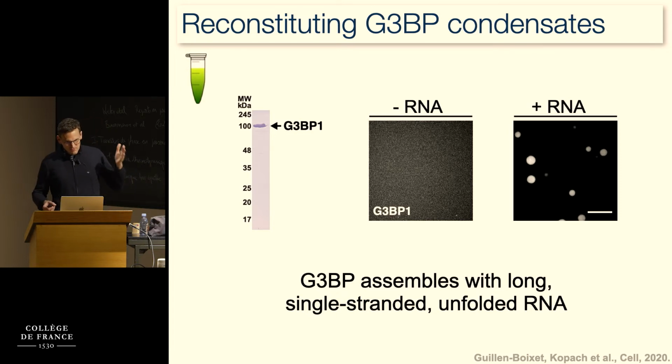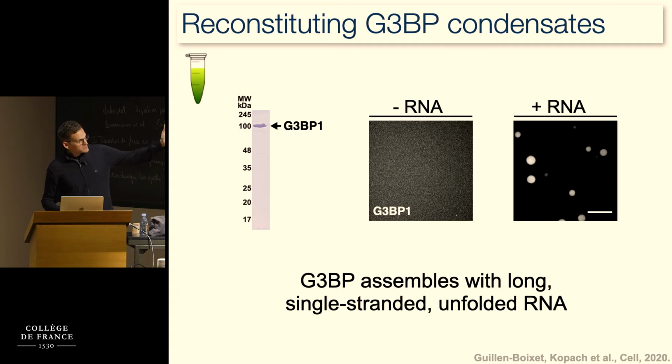What also was really good for us to see is that single-stranded and unfolded RNA is the type of RNA that is released from polysomes during stress, because what ribosomes do is they remove structure and they remove proteins, because otherwise they cannot read the message.